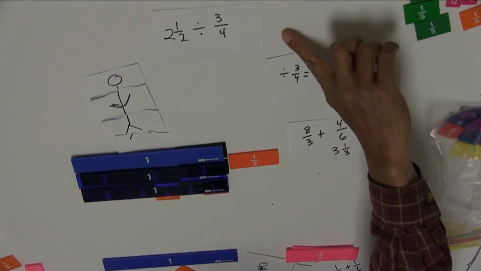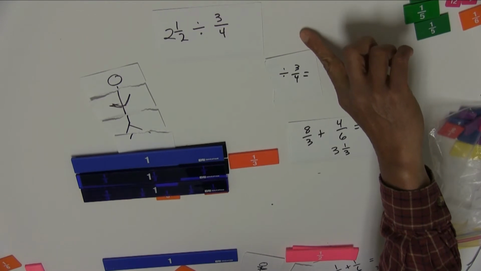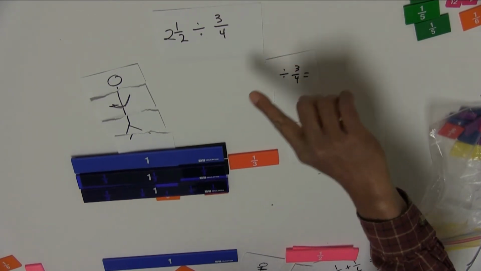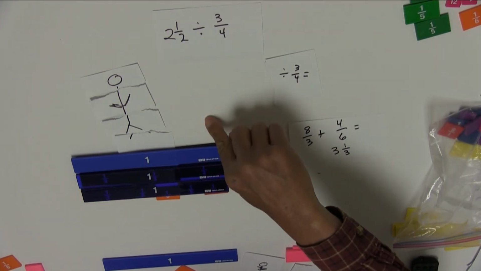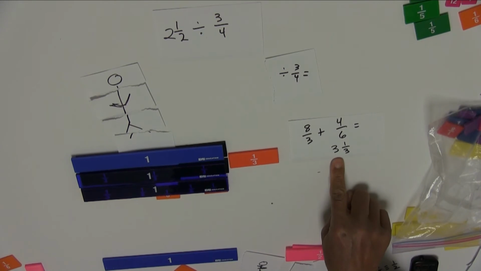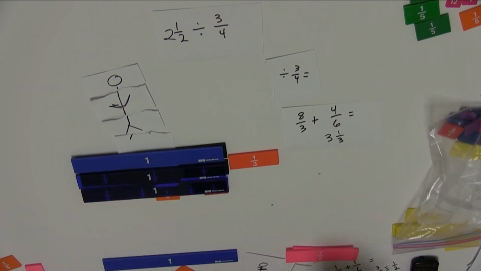So 2 1/2 divided by 3/4. I'm interested in finding out what one whole person received, because that's where you find the answer in partition division, is what one whole person received. One whole person received 3 1/3.